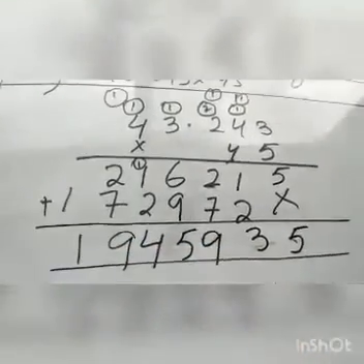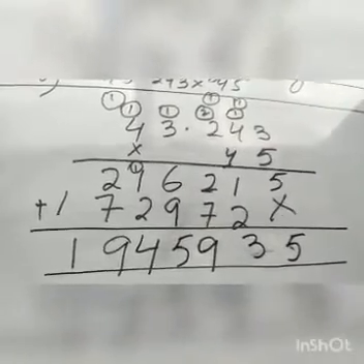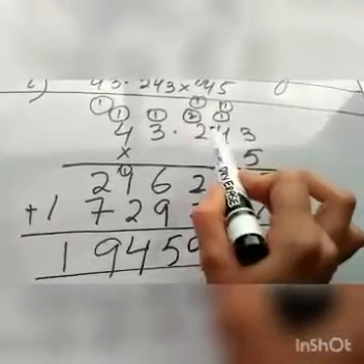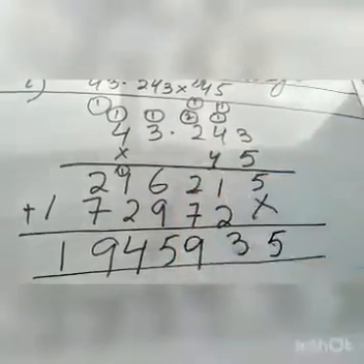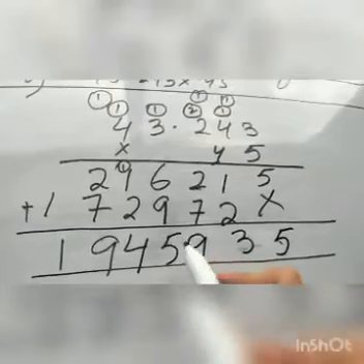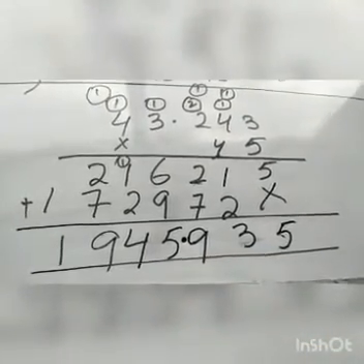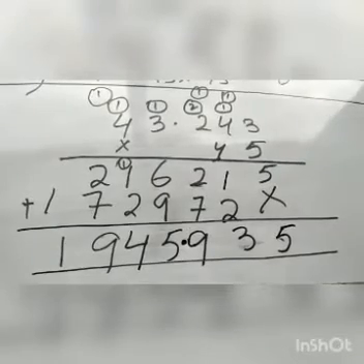Here we have the answer. One thing is missing in the answer, that is the decimal point. Okay, 1 2 3, 3 digits right or behind the decimal. So 1 2 3, we can put our decimal point. The answer is 1945.935.